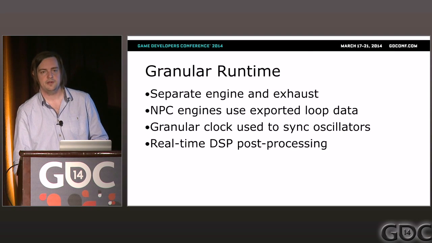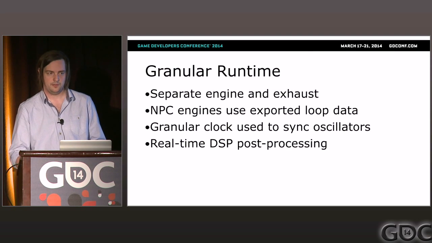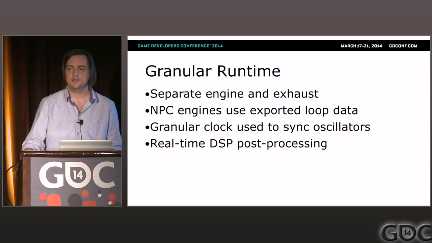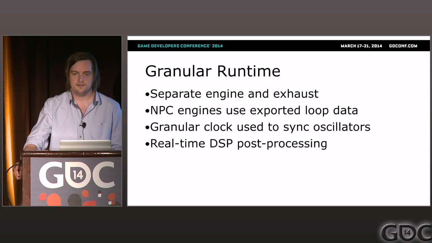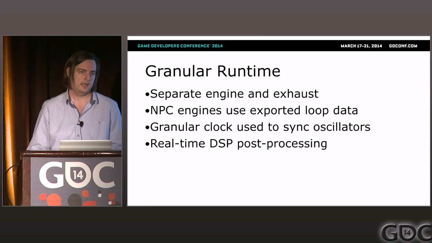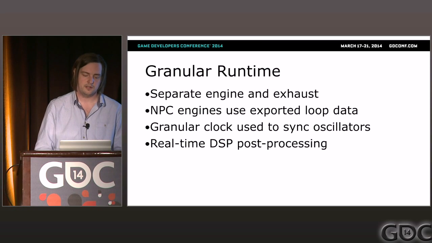We retain separate engine and exhaust data. So we run two granular synths in game, one for the engine, one for the exhaust. And this is purely for mix reasons. It allows us to have the exhaust audible over a greater distance. And for a front engine car, it means that we can cone the engine out the front and the exhaust out the back. And that leads to a pleasing transition as a car drives past.